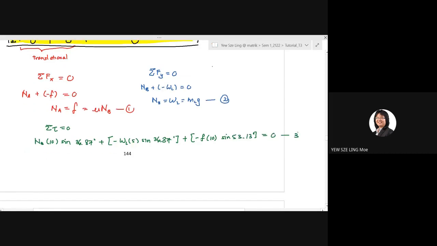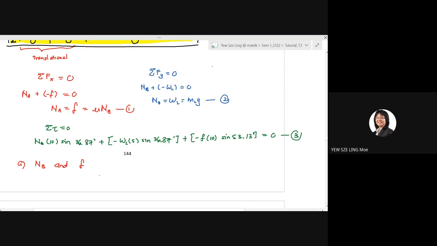Now let's look at the questions again. You look at your own questions. I don't want to scroll up again. Determine the horizontal and the vertical forces the floor exerted on NB. So question A is asking for the values of NB and also friction. It wants these two values.